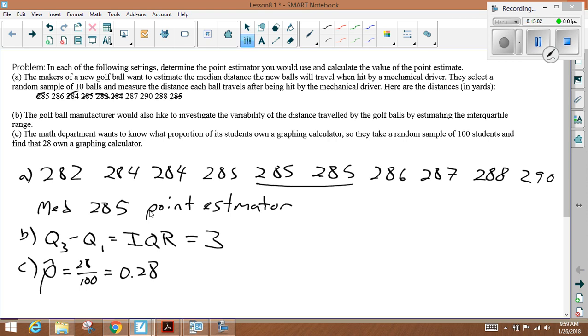Yay, point estimators. Ooh, yards. Okay. That's really good.